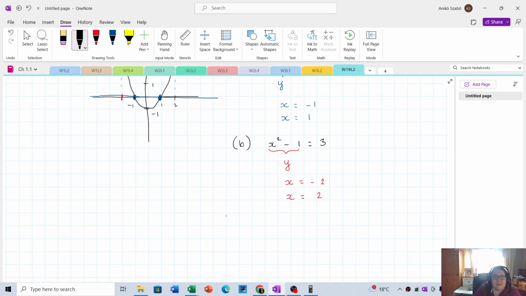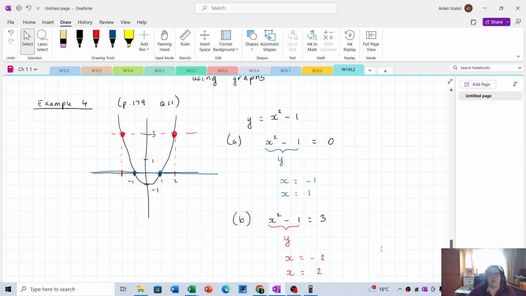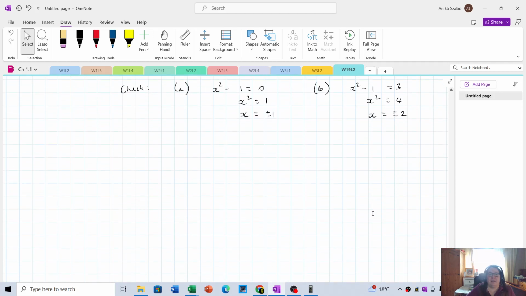And as I said, we could have solved these, so let's just check them. A was x squared -1 equals 0. x squared is 1, so x is ±1. And for B, we've got x squared -1 is 3, so x squared is 4, so x is ±2. So we could have solved these algebraically, but that's not what they wanted from us. These would not give you any marks. We're just using it to check.